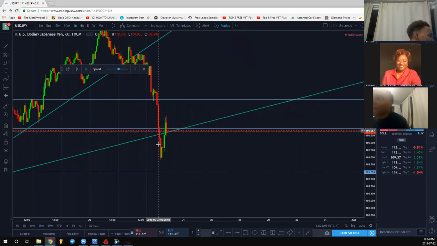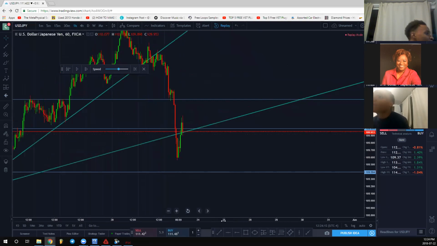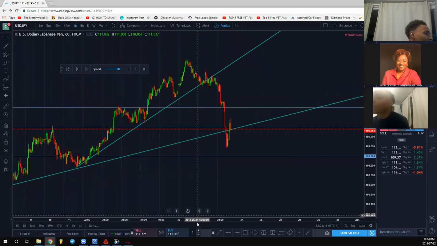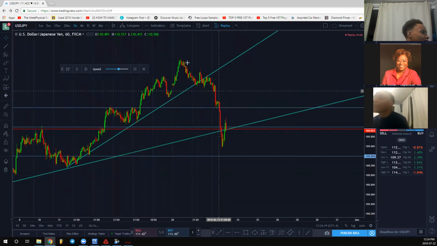And now look, it tested the line, and look, it's coming back to retest it. This is why you want to keep your trend lines. And as price moves, you just add on another one. So now we're starting a downtrend. We got our one move, we got a 2, we got a 3, and we can go basically a 4.